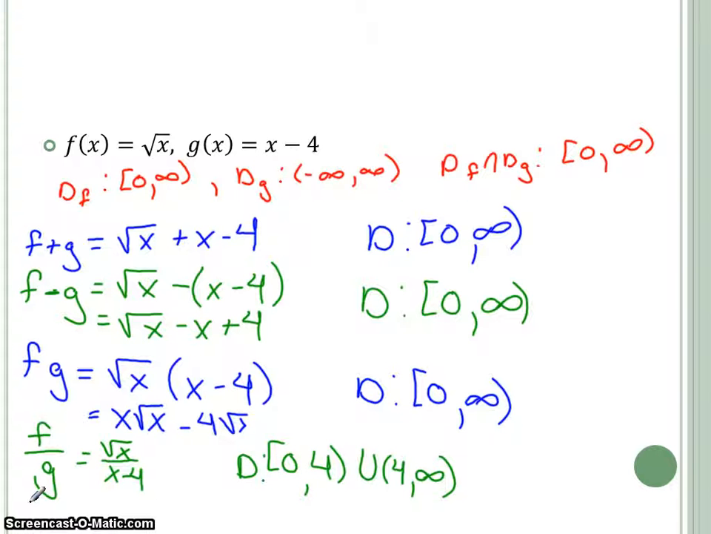All right, so if you want to go the set builder route, we could do the set of all x such that x is greater than or equal to 0, x does not equal 4.